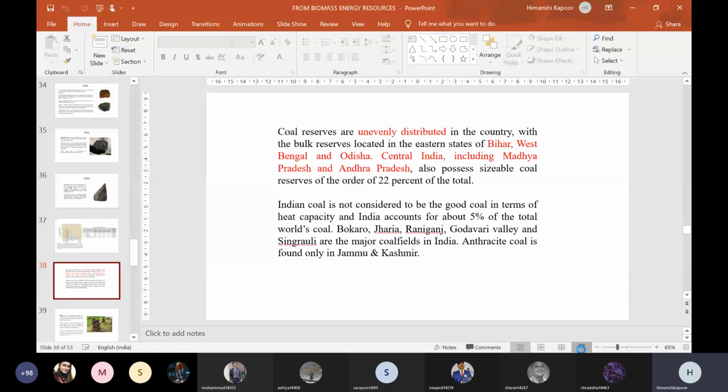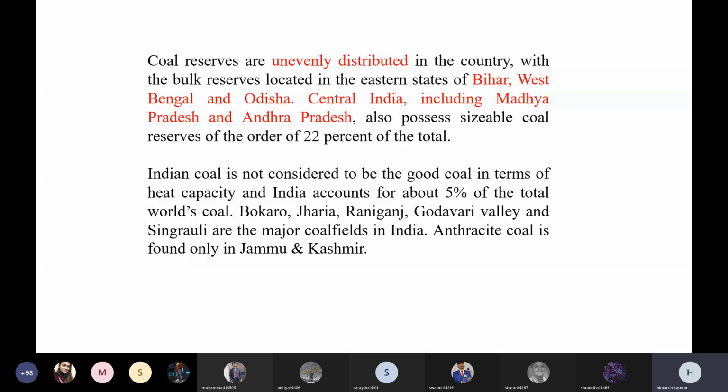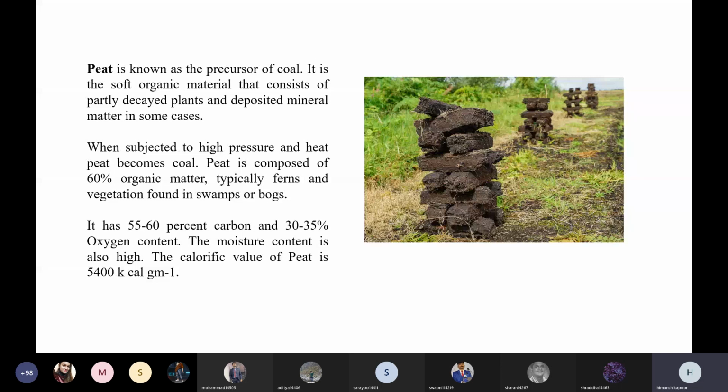So now coming to peat. What is peat? Do you know about mosses and ferns which grow in swampy areas, marshes? What happens when they die? They also get buried in the marshes. Their rate of decomposition is also slow as compared to the biomass which is already dead present over there.